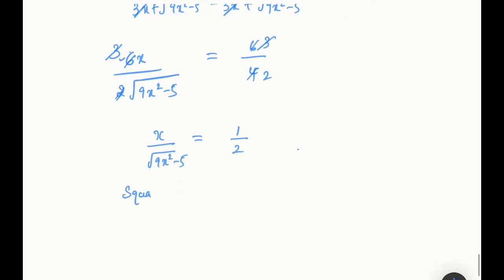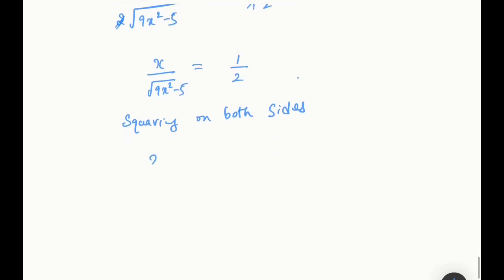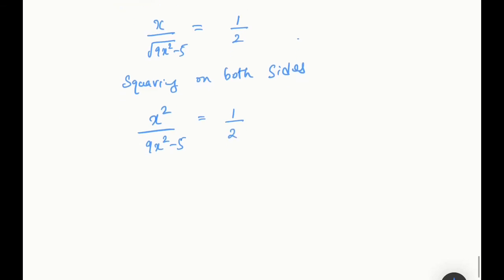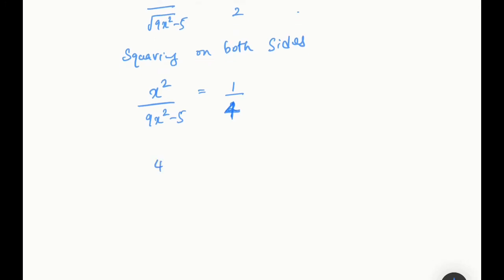Now the next step is squaring. Squaring on both sides. So I don't have to do the step and show you. Squaring on both sides, what do you get? x square by 9x square minus 5 equal to 1 by 4, sorry. Squaring on both sides, 1 square is 1, so 1 by 4. So finally, cross multiplying, 4x square is equal to 9x square minus 5. So taking this 5 to this side, 5 is equal to 9x square minus 4x square.